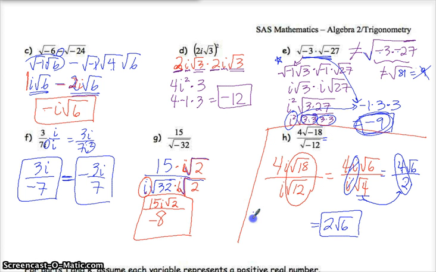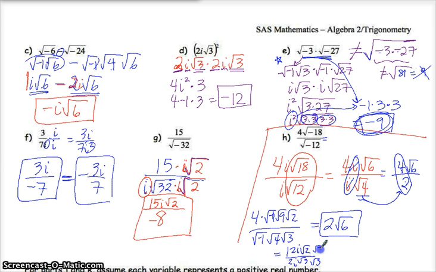You might have done 4 times the square root of negative 1 times the square root of 9 times the square root of 2 for my numerator. This would have been the square root of negative 1 times the square root of 4 times the square root of 3 in my denominator. So to simplify that, the square root of negative 1 is i, the square root of 9 is 3. So I would have had 12i root 2 over 2i root 3.